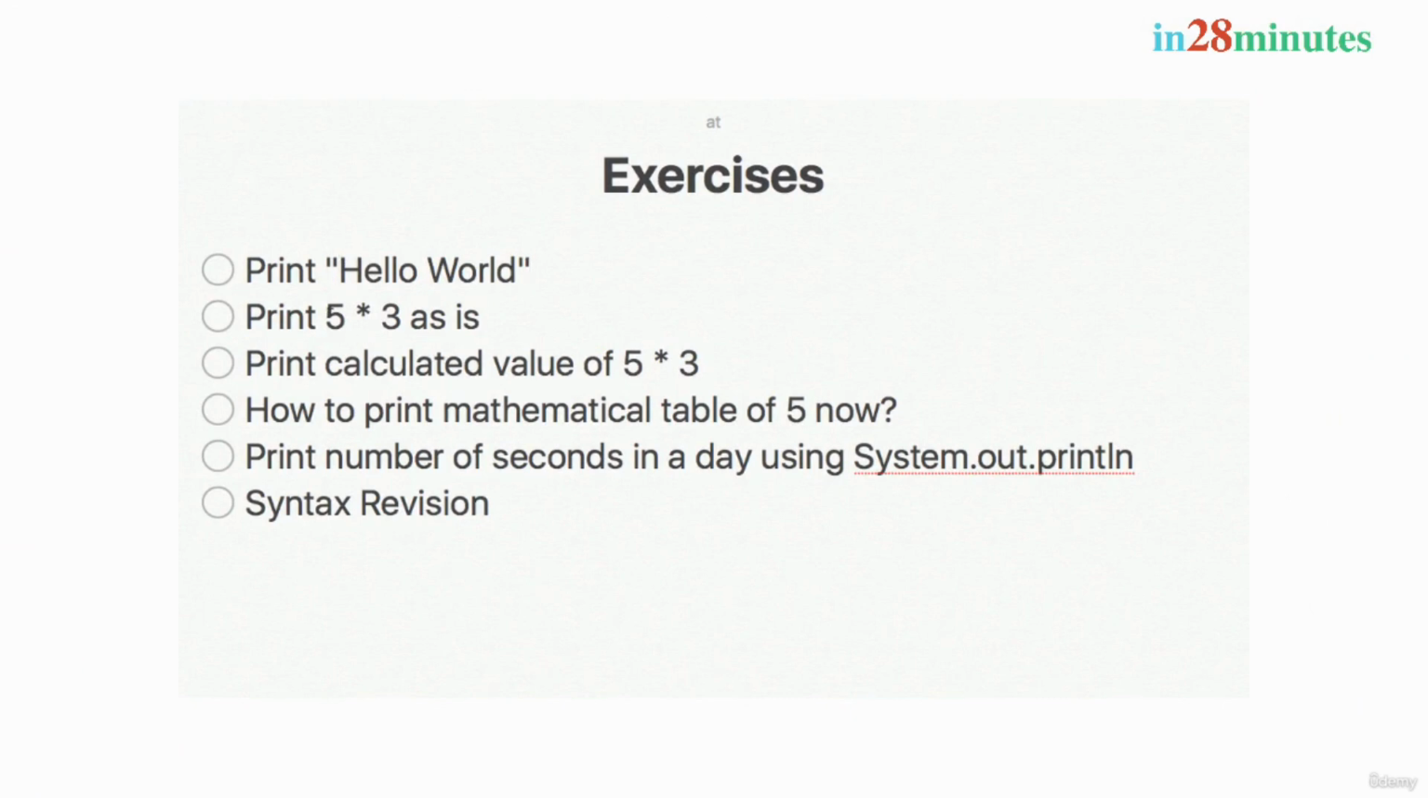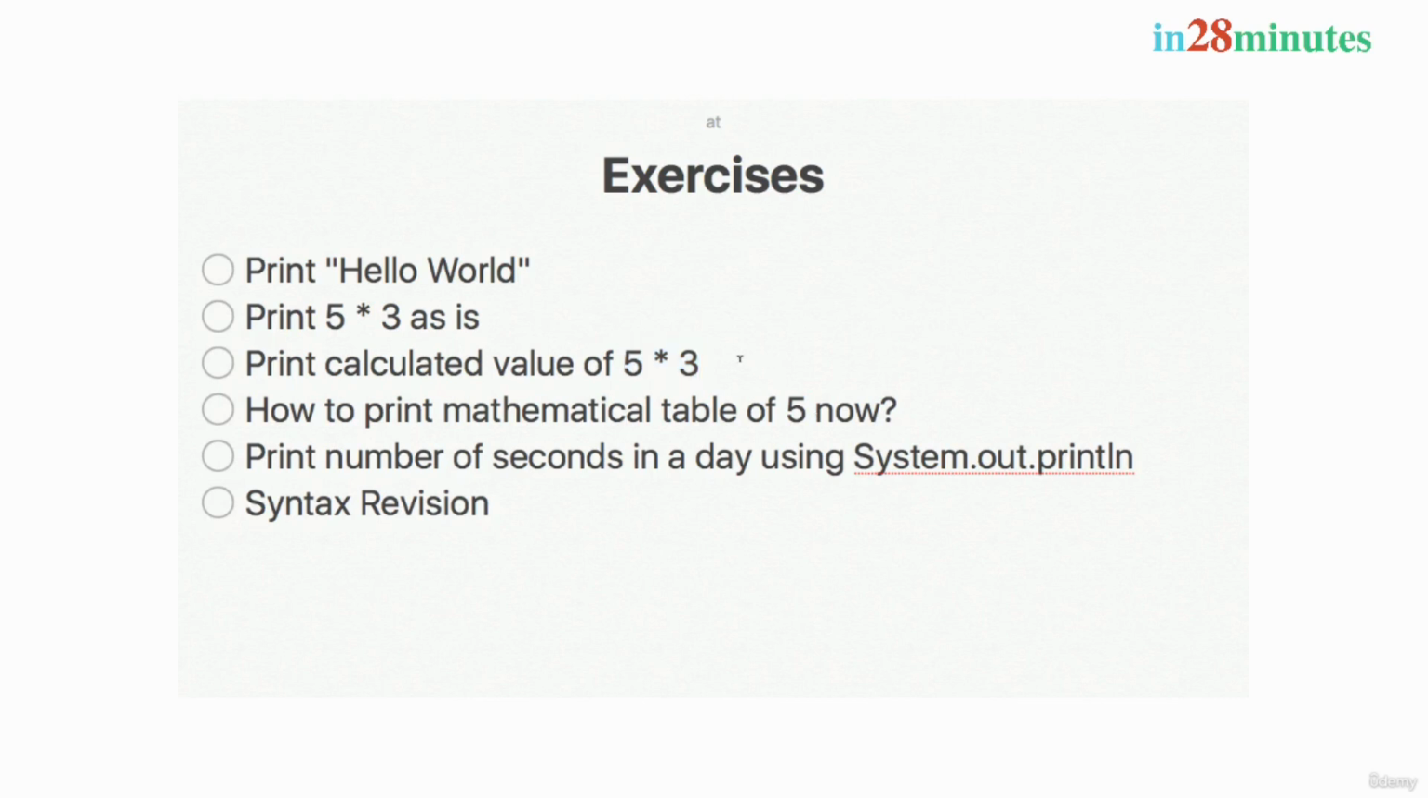The next exercise, the second one, is to print 5 into 3 as it is. So I don't want to see 15 in the output. I would want to see 5 into 3 as it is in the output. The third one is to print the calculated value of 5 into 3. So I would want to see 15 printed in the output.